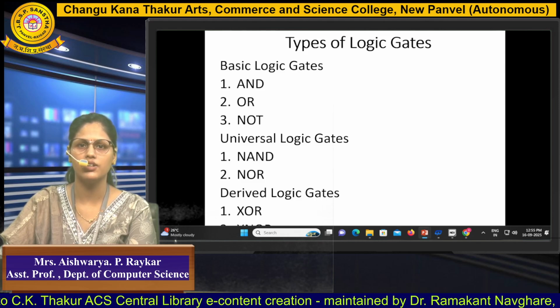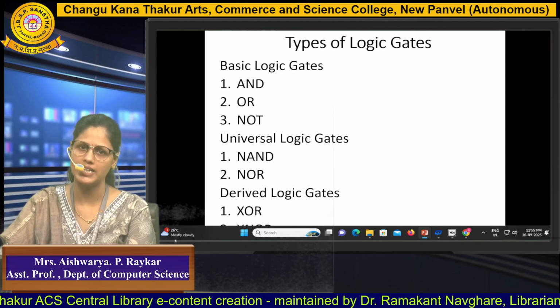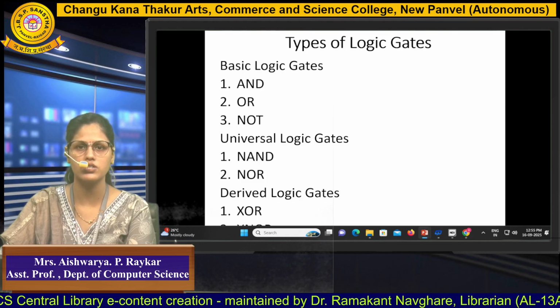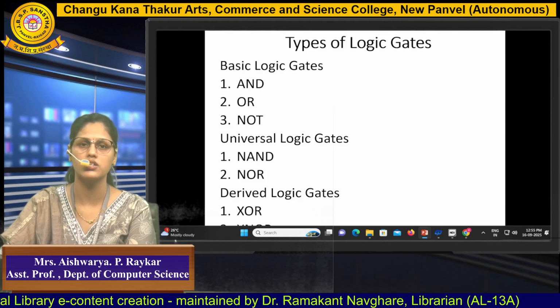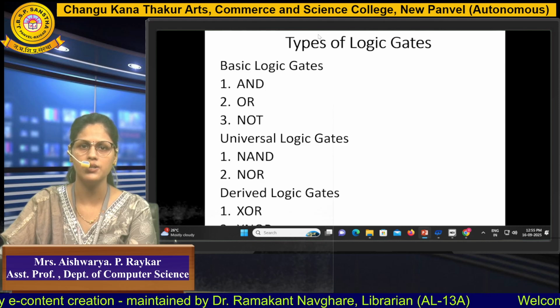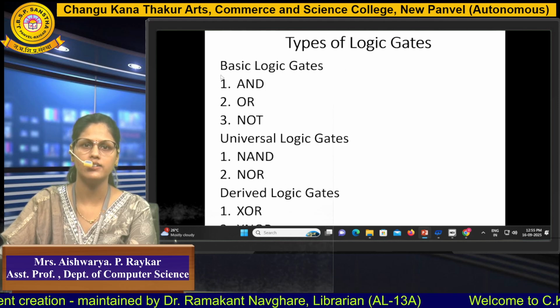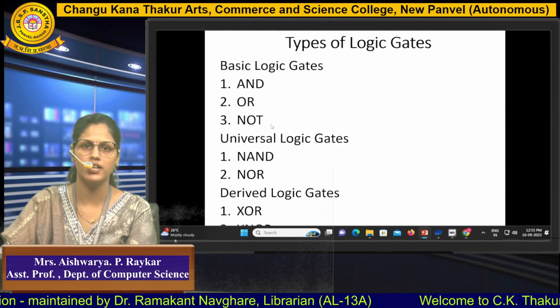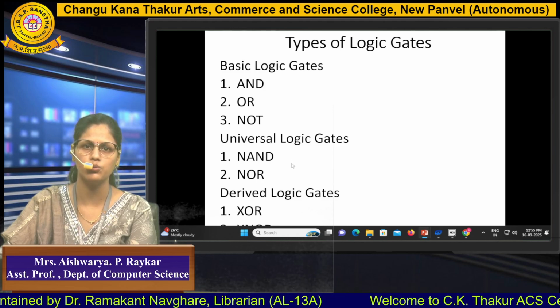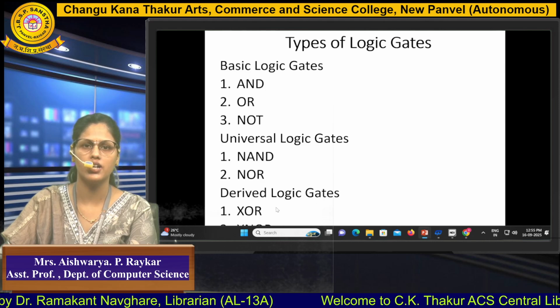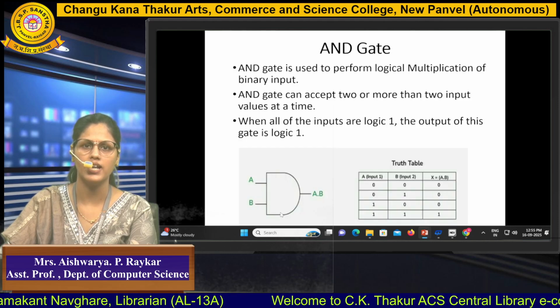Now there are different types of logic gates. The very first category is basic logic gates, second is universal logic gates, third is derived logic gates. Under basic logic gates there are three: first is AND gate, then OR gate, then NOT gate. Under universal there are two gates, NAND and NOR. Under derived logic gates there are two, XOR and XNOR.